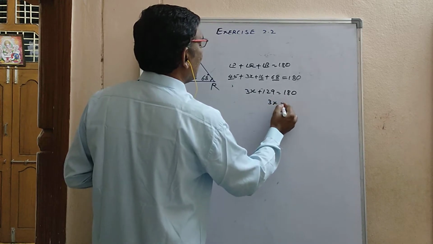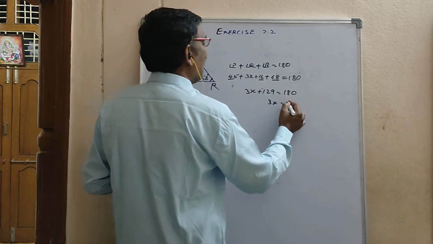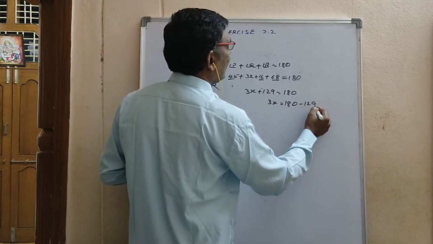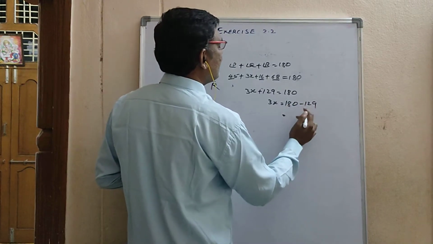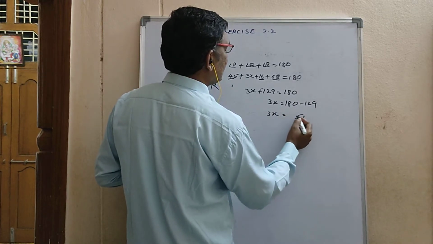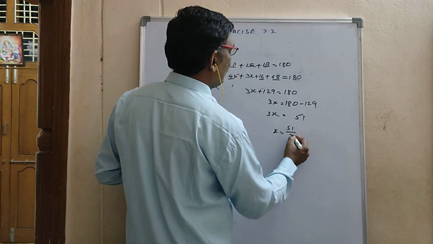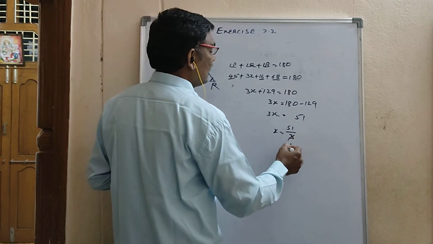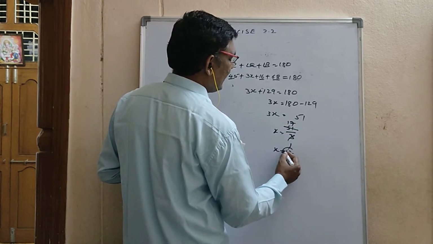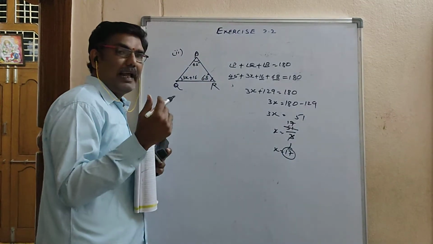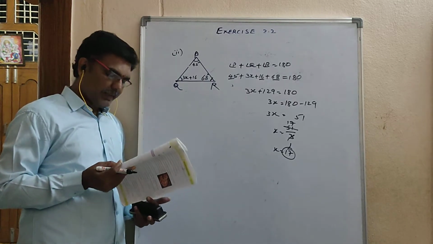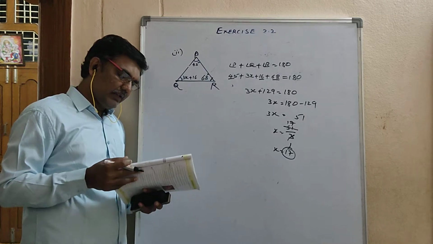So make 3x the subject. Here 180 will stay the same. The plus quantity you take to this side, minus 129. Subtraction: 10 minus 9 is 1, 7 minus 2 is 5. So how much did you get here? 3x is equal to 51. x is equal to how much? 51 by 3. 3 ones are 3, 3 sevens are 21. So what is the value of x here? 17.